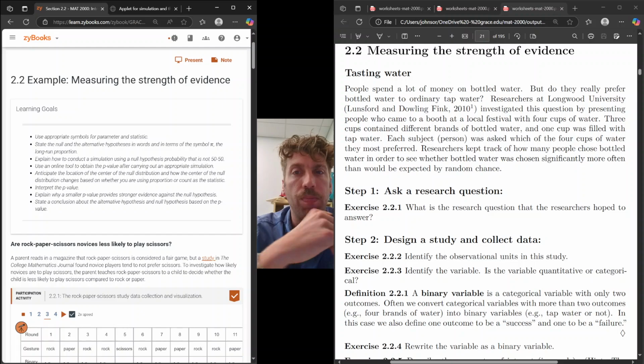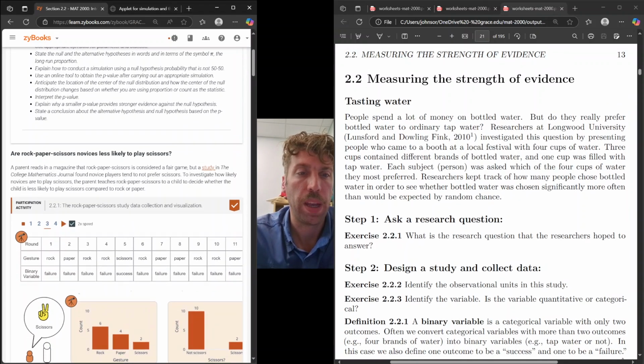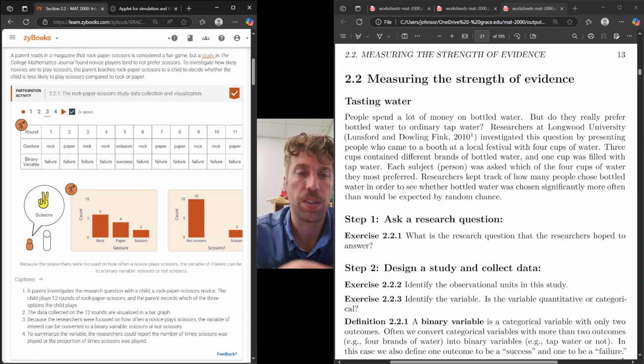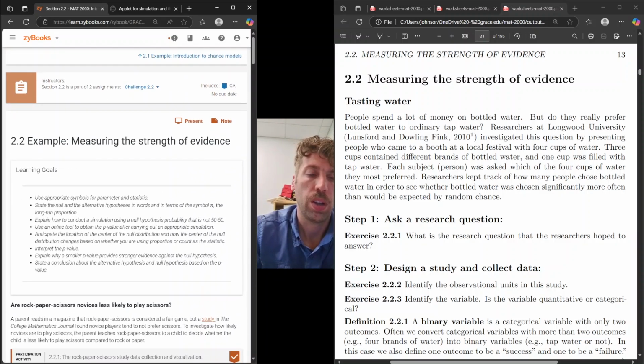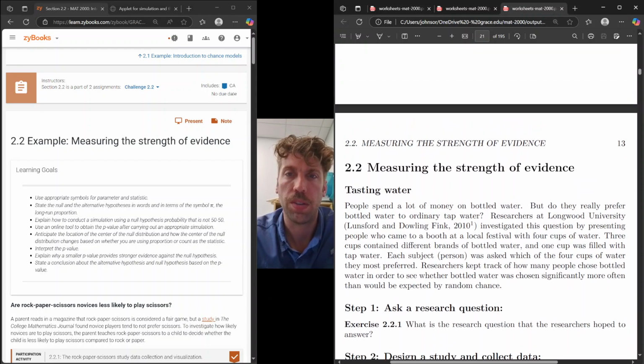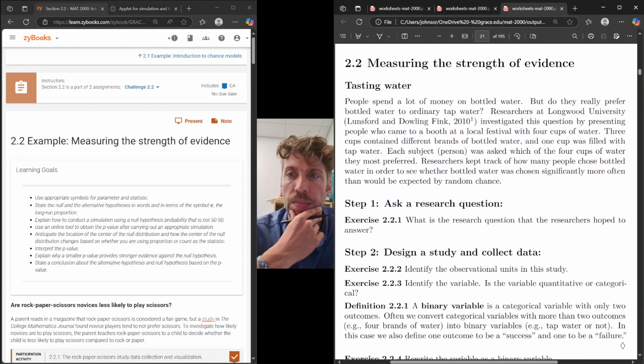So in the reading, the main experiment was about rock, paper, scissors, and wondering if people who are new to rock, paper, scissors tend to not do scissors as much. And then here, the worksheet, this is a different study by Lunsford, Dowling, and Fink. And they were looking at, do people prefer bottled water compared to tap water?